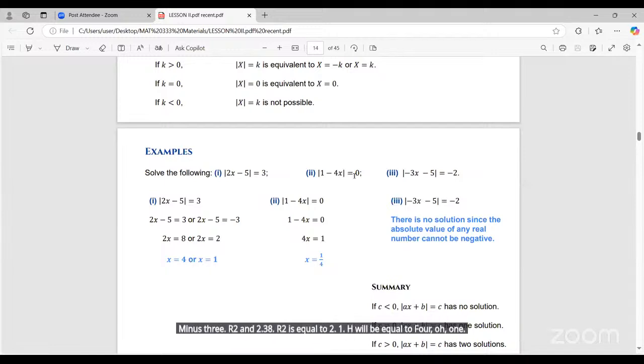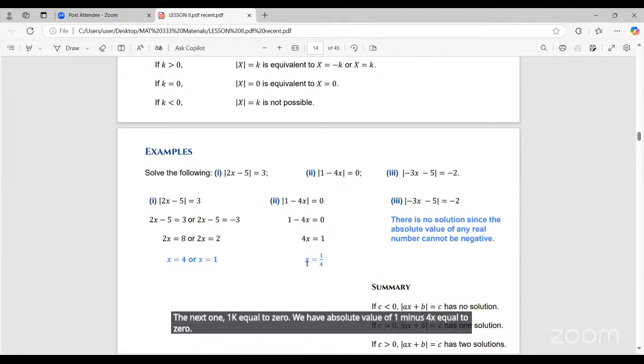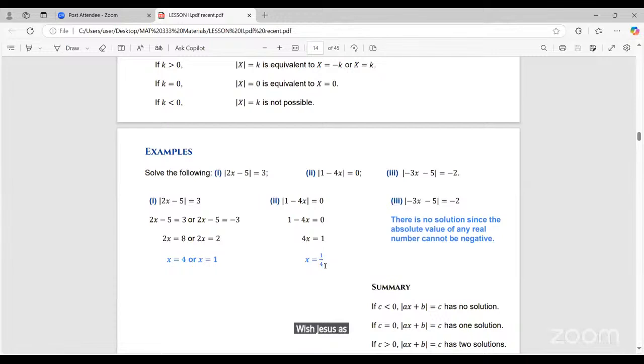The next one, when k equal to 0, we have the absolute value of 1 minus 4x equal to 0, which gives us x equal to 1 over 4. We have a definite answer. Then the last, when k is less than 0, the absolute value of 3x minus 5 equal to minus 2. This is not possible because our absolute value cannot be negative.